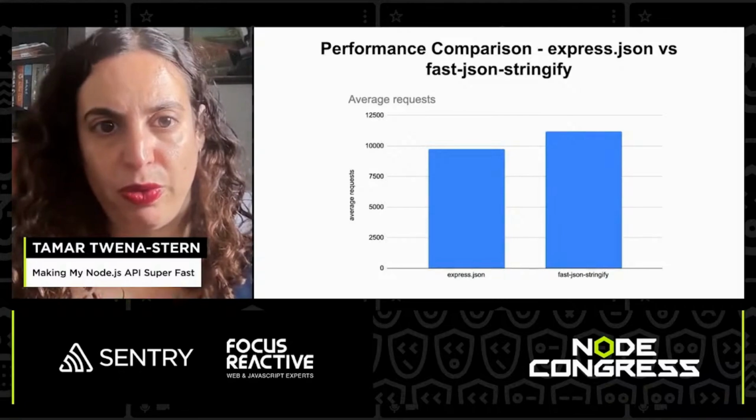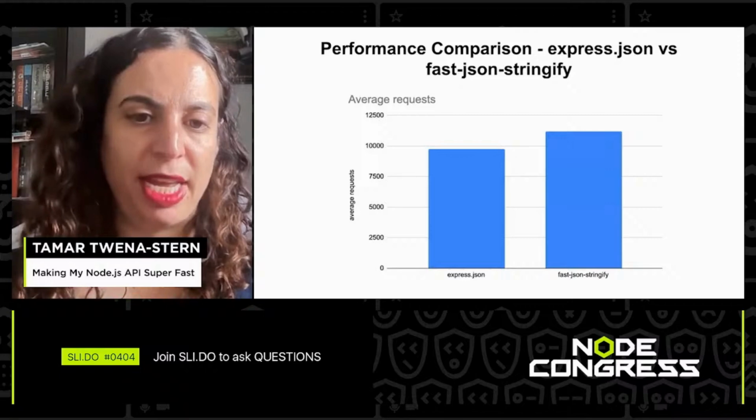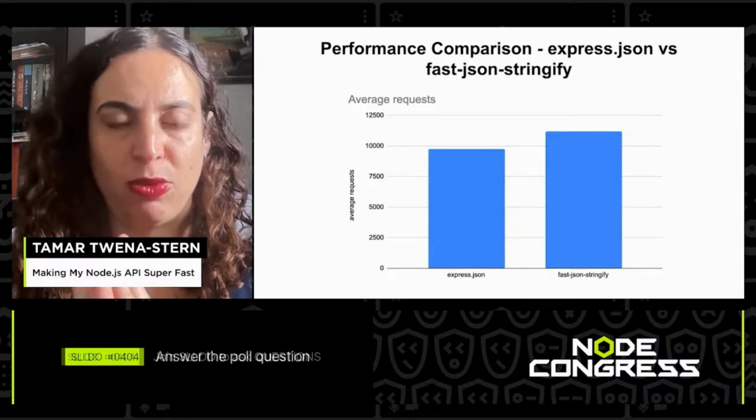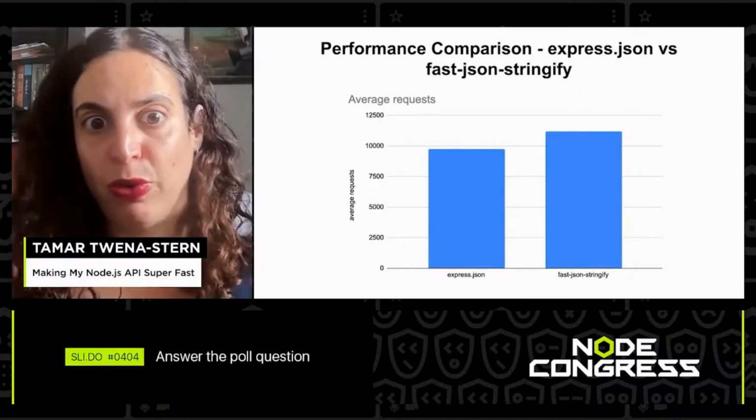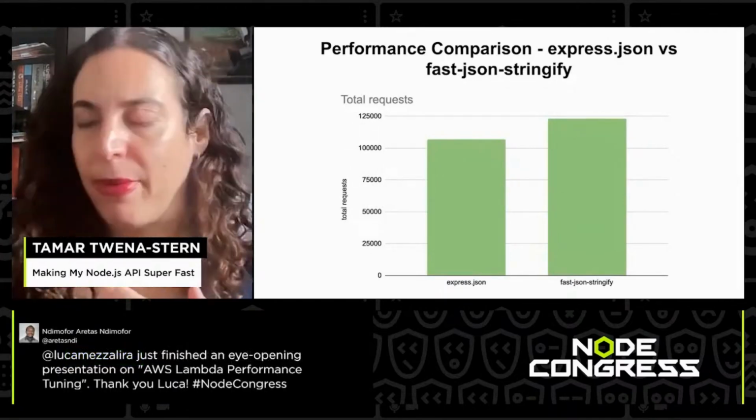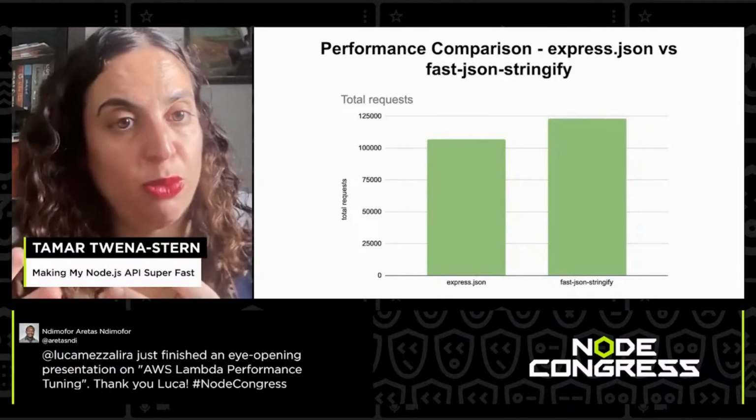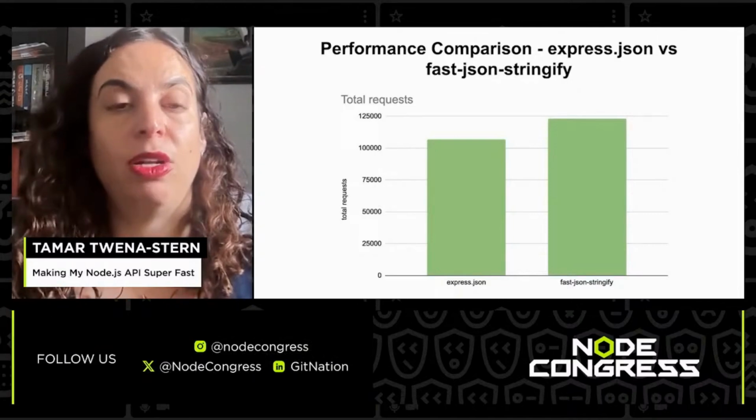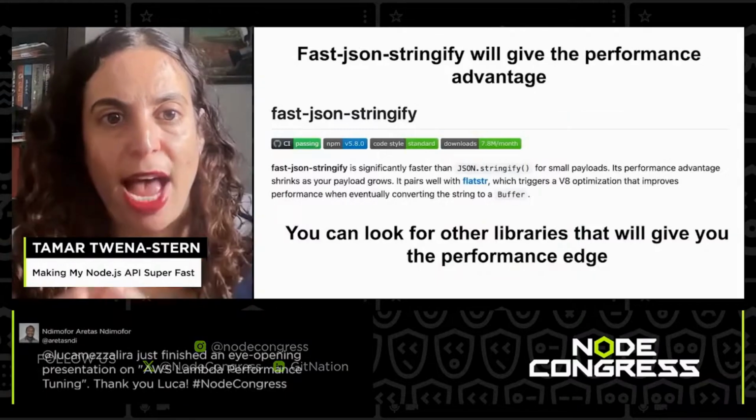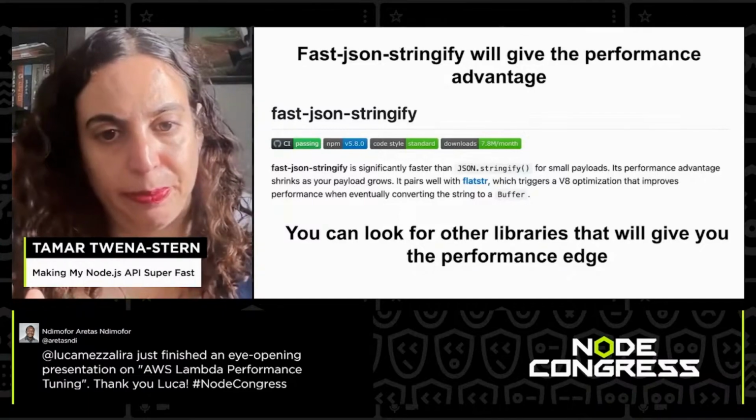And if we compare those results, we're going to see that it gave me around a 15% improvement to my Express server. For example, the average requests went up to above 10,000 requests per second. And the total requests went up by around 50%. I was able to serve 50% more requests. So the throughput went up, and the latency is also smaller. So fast-json-stringify gave me the performance advantage here.